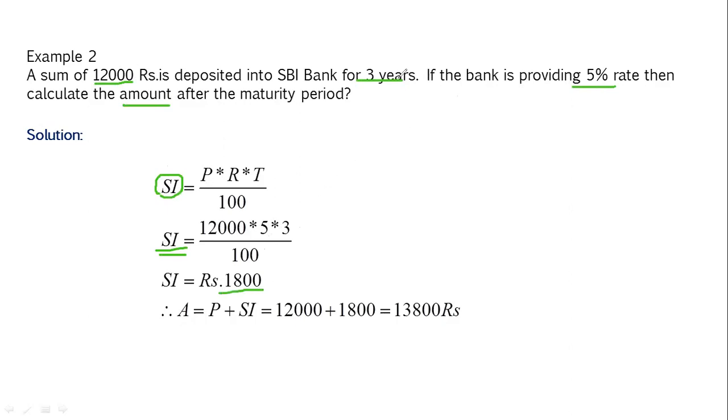Now you have to calculate an amount. Amount is equal to what? Principal plus SI. Principal is 12,000. SI just now we have calculated 1800. So what will be your answer? Your answer will be 13,800. Okay, is it clear? In this you have to calculate amount. What is amount? Amount is equal to principal plus SI.